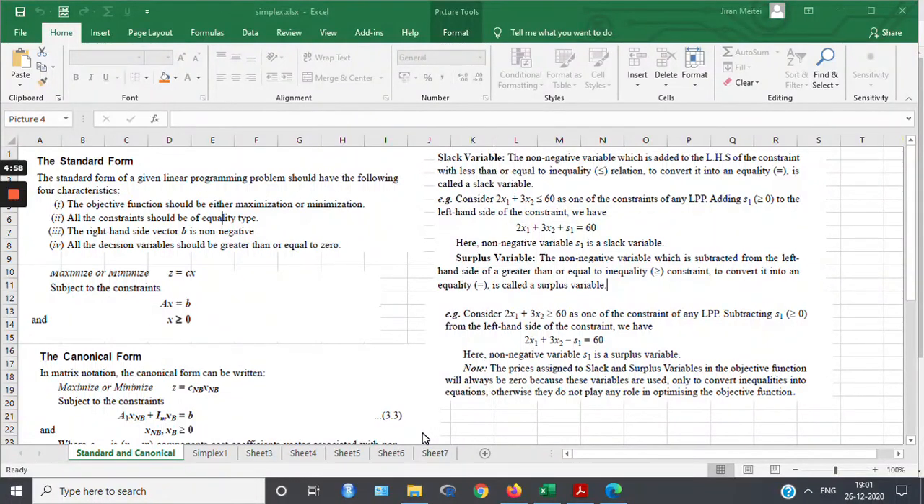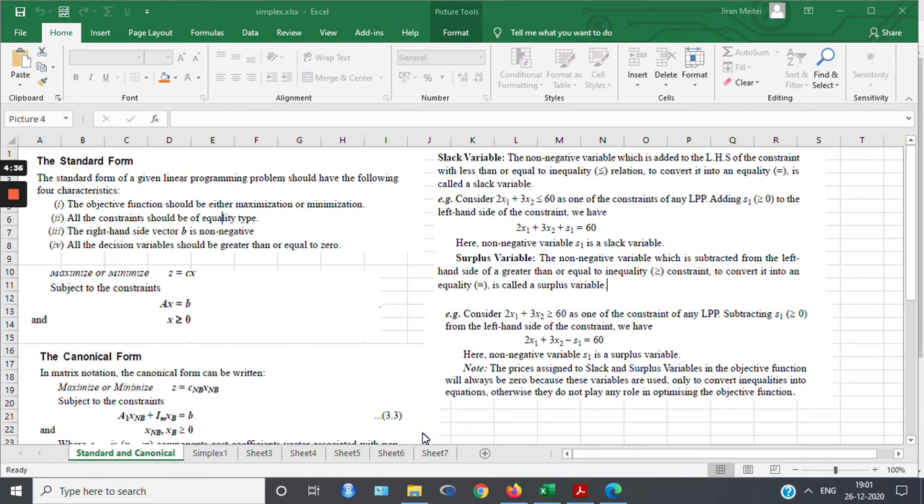Hello friends, welcome back. Today I'll talk about some of the important points that we should understand before we start working with a simplex algorithm. So let's talk about the standard formulations, canonical formulations, slack variable, and surplus variable. Let's get started with the standard formulations.